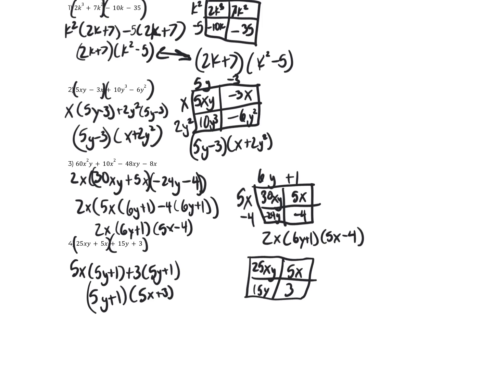And then looking at the box method, I got 25xy and a 5x, I can pull out a 5x. 15y and a 3, I can pull out a 3. 25xy and a 15y, I can pull out a 5y. And 5x and 3, I can just pull out a 1. So I got a 5y plus 1 and a 5x plus 3.